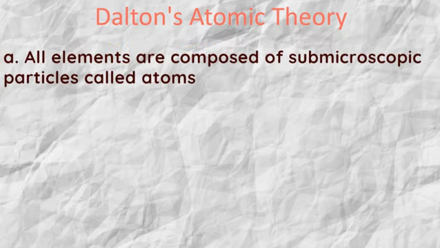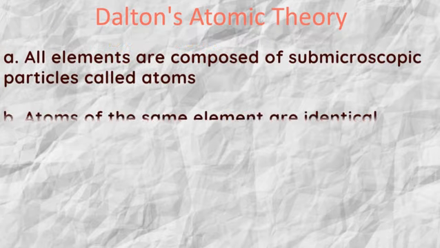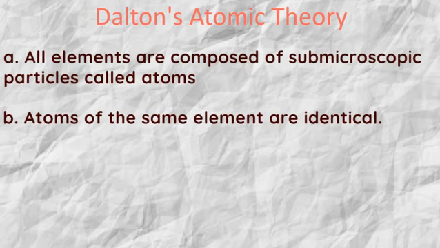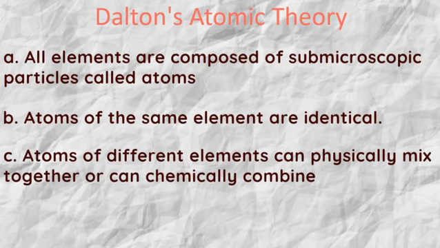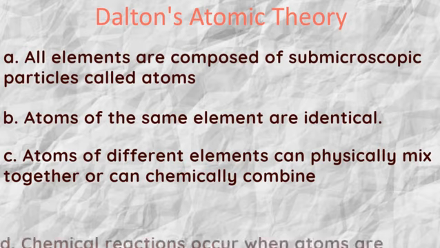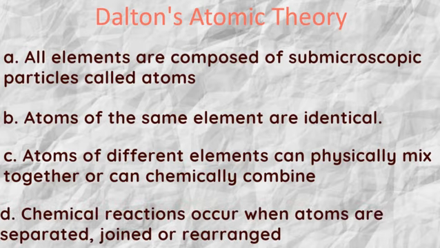First, all elements are composed of submicroscopic particles called atoms. Second, atoms of the same element are identical. Third, atoms of different elements can physically mix together or can chemically combine. And fourth, chemical reactions occur when atoms are separated, joined, or rearranged.